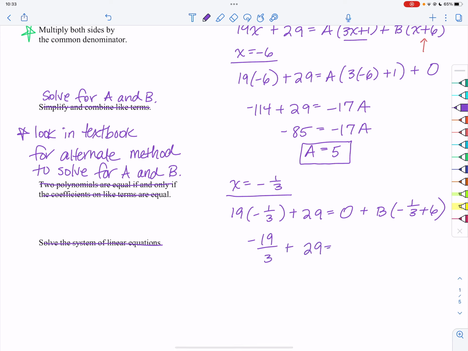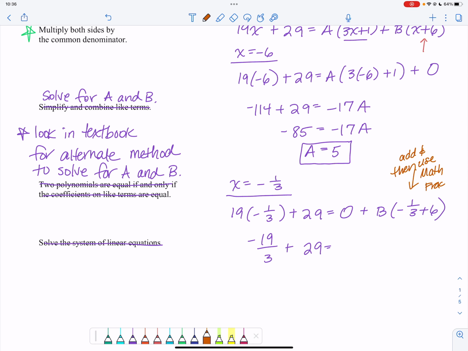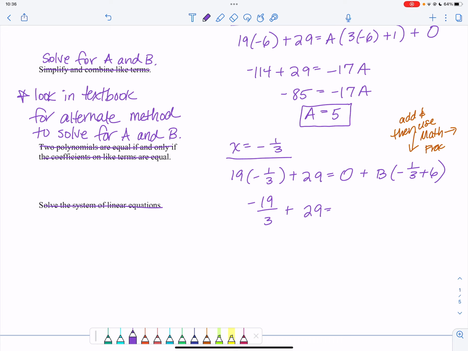If you want to pause the video, you can. So we have 6 minus 1/3, and you can use math frac on your calculator. So that's pressing the math button and then number 1, and you will be able to reduce these improper fractions. So I have 17/3 times b.